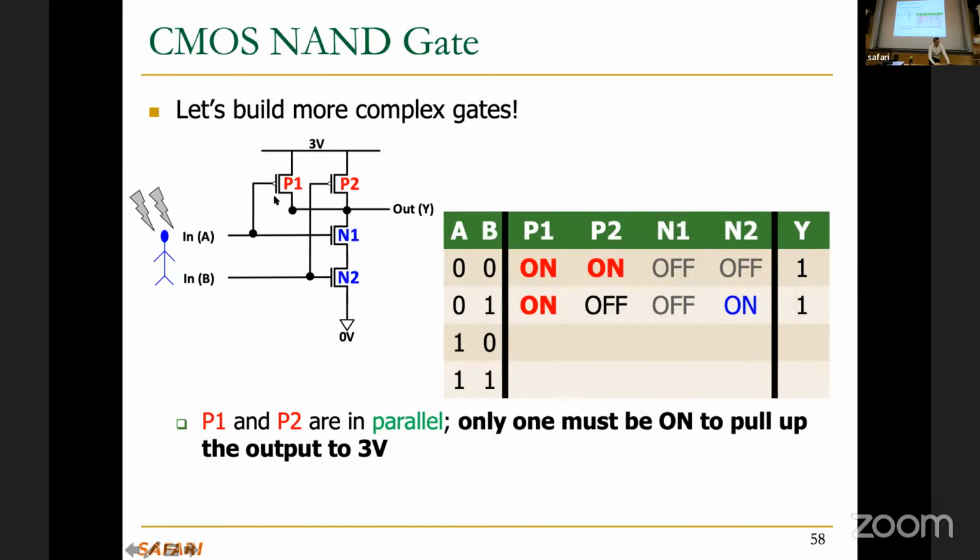One P transistor is turned on, so output gets connected to 3 volts. But one N transistor is turned off, so output doesn't get connected to 0 volts. So we still get 1 at the end because the circuit is pulled up and there's no connection to 0 volts.